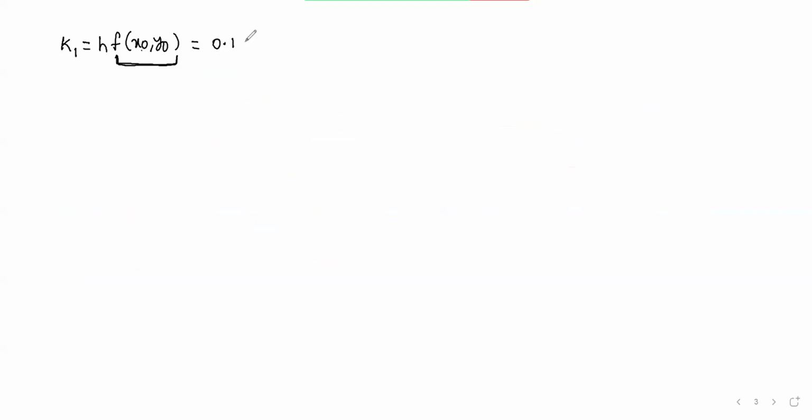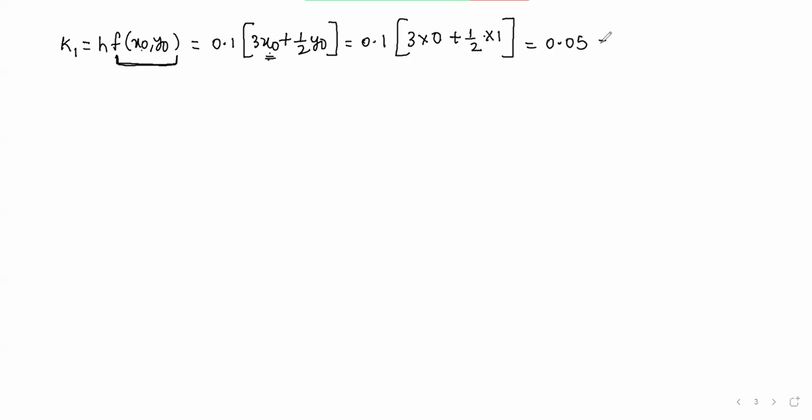f of x naught comma y naught is equal to 3 into x naught plus 1 by 2 into y naught. That is equal to 0.1 into 3 into 0. What is the value of x naught? This is the initial value. That is equal to 0 plus 1 by 2 into y naught. y naught means 1. That is equal to 0.05. Therefore, K1 is equal to 0.05. So, this is the value for K1.